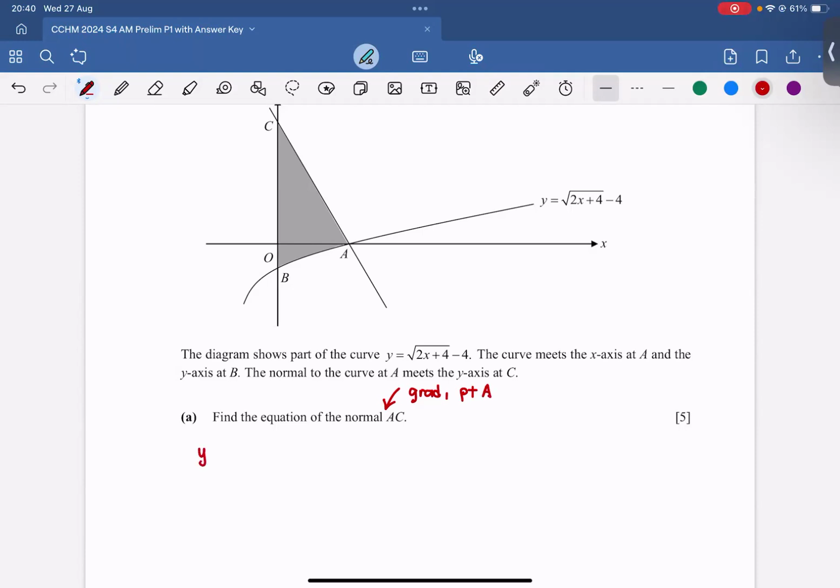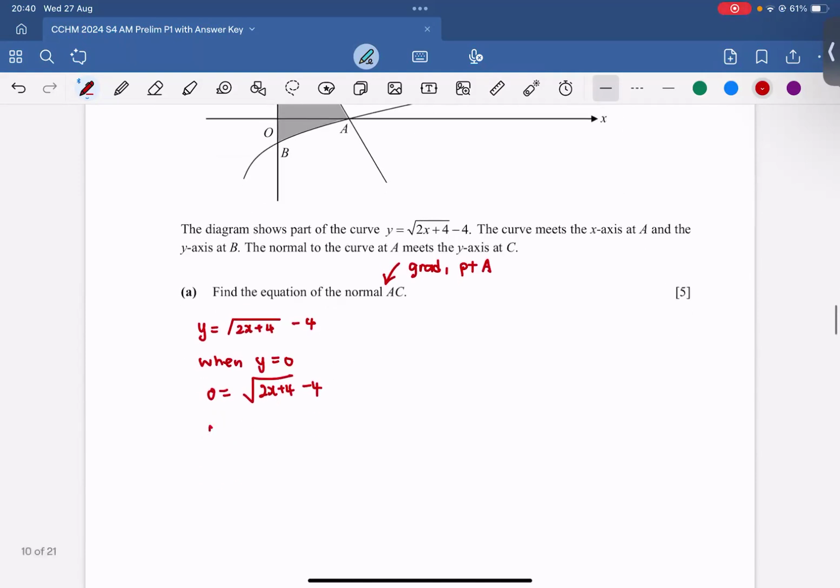So to find the coordinate of point A is so special, it is on the x-axis. So on the x-axis means that the y is 0. So bring the 4 over. Square both sides. Okay, so the coordinate of A is (6, 0).